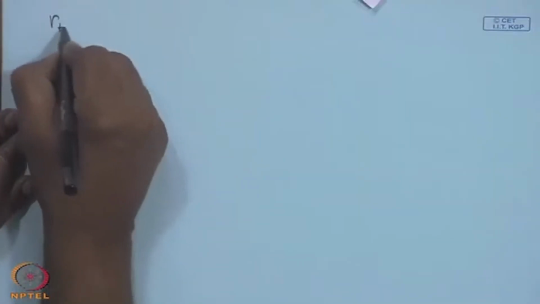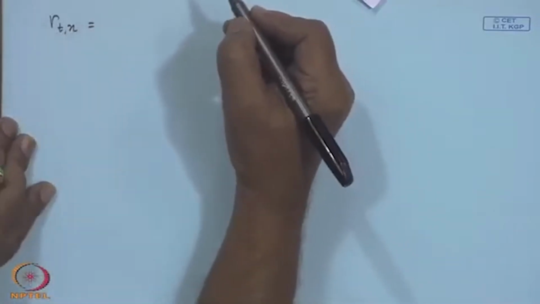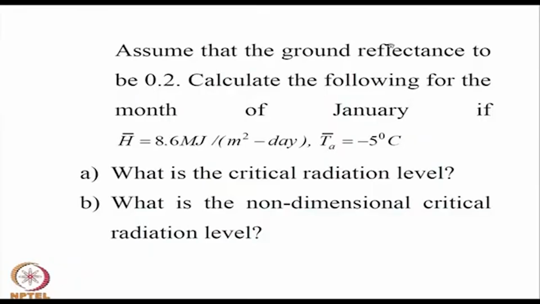Now, we will go for estimating R t at noon time, because what was the first question? The first question was, what is the critical radiation level? If I want to, I can calculate F for U L into T I minus T A by something, from which we have to calculate the non-dimensional critical level. For that, we need the noontime radiation on the average day.